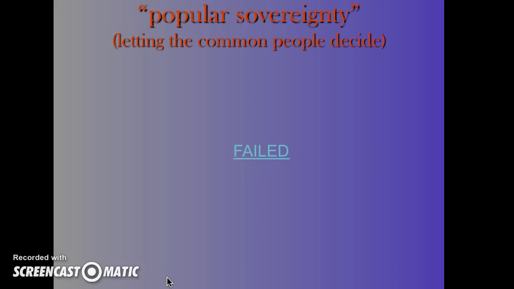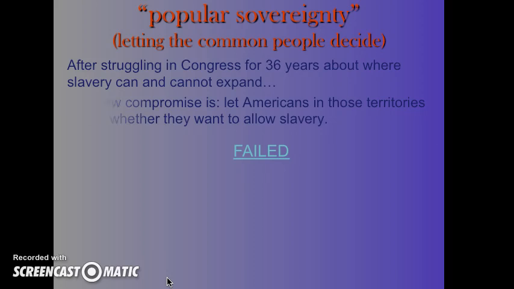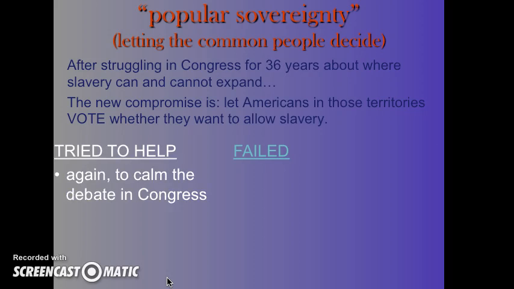Remember, that was an issue back around the Constitution period too, and the founders tried to avoid this idea as much as possible. But here we are, with struggles in Congress for over 30 years about where slavery can go and where it can't go. So they make a new idea. Let's just let the Americans in those territories vote when they get up to enough people, I believe it's 10,000. So again, this is to calm the debate in Congress.